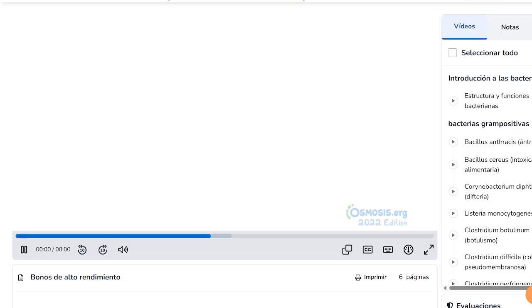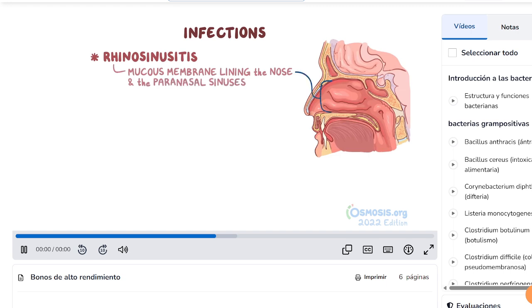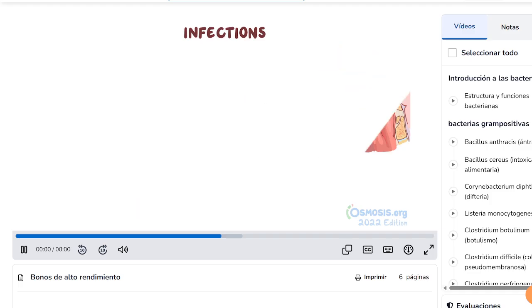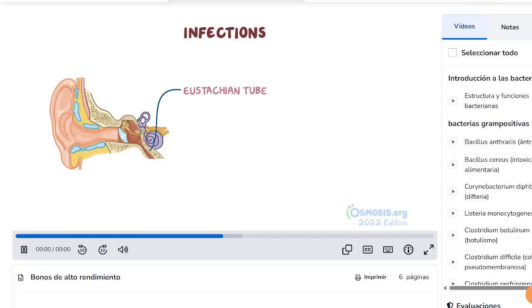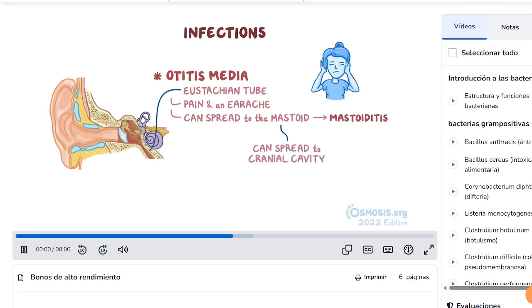Strep pneumoniae can cause a number of infections. One example is rhinosinusitis, which is when the mucous membrane lining of the nose and paranasal sinuses gets inflamed, resulting in fever, facial pain, and headaches. Strep pneumoniae can also invade the eustachian tube and cause an infection of the middle ear, or otitis media, which causes pain and an earache. Chronic otitis media can spread to the mastoid antrum behind the ear, where it causes mastoiditis. Finally, from the mastoid antrum, the infection can spread to the cranial cavity, which is one way strep pneumoniae causes meningitis.